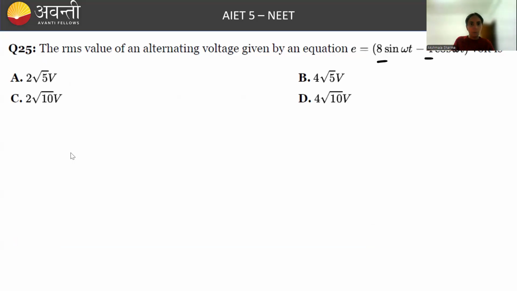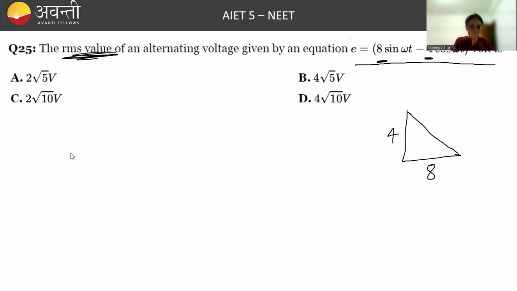Now, the RMS value of alternating voltage given by an equation, this is what we are asked. Time and again, I have told you, if voltage is given as a sum of sine and cos, try to reduce them into one. For that, you can use the formula for sin A cos B plus cos A sin B. But an easy way is to make a right angle triangle. Take one coefficient of sine or cos as the base. So I'm taking 8 as the base and 4 as the height.